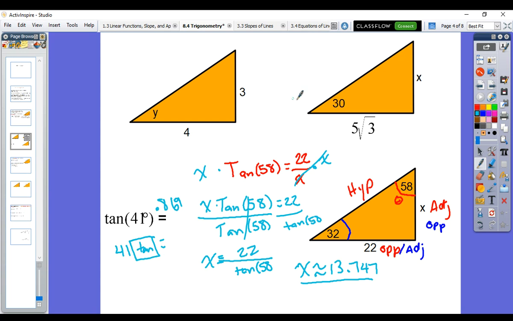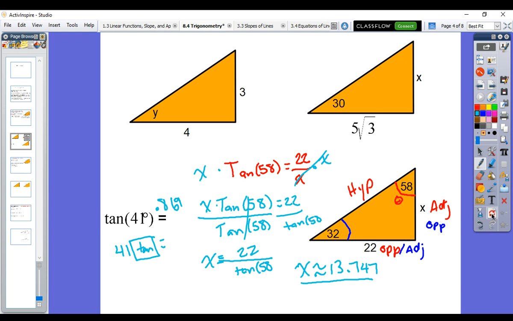Now, if you have not gotten the same answer when you did your trig functions on your calculator, make sure your calculator is not in what we call radian mode. Sometimes the RAD could throw that off, so we got to switch that out. Now let's look at our last problem.